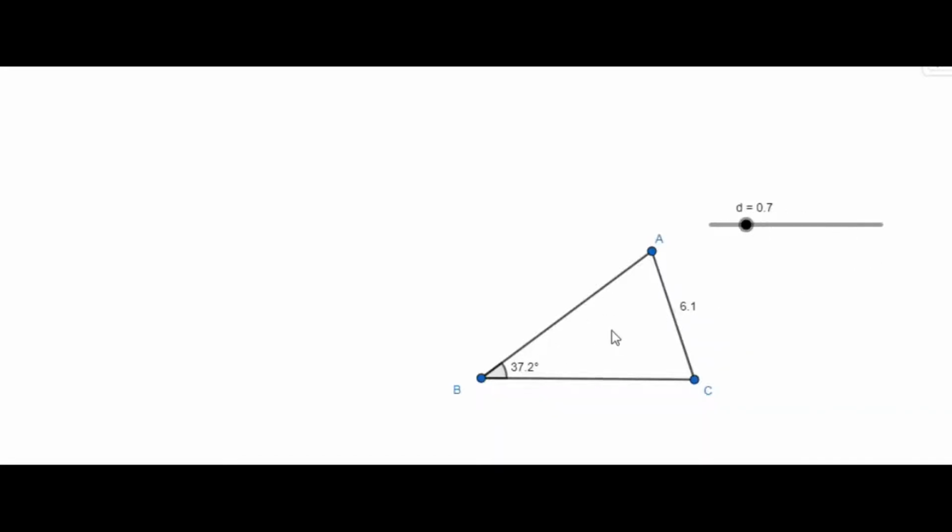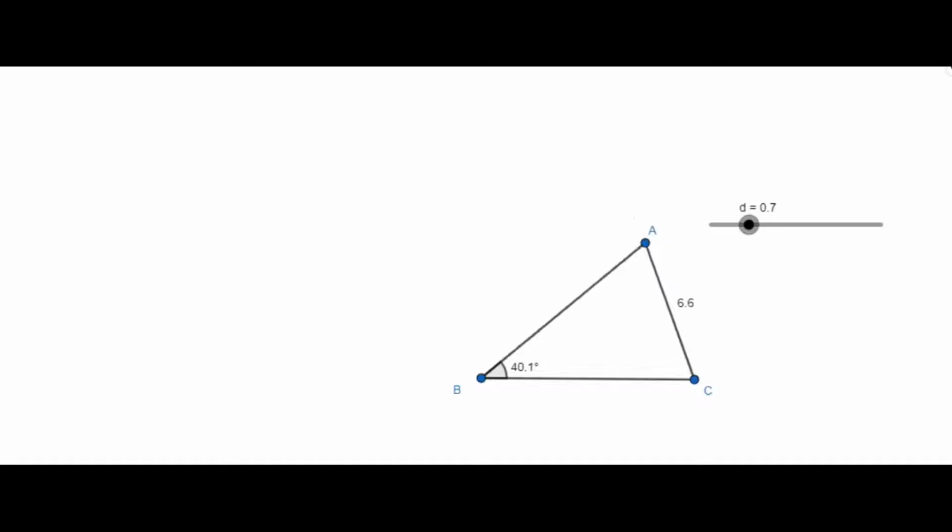To increase or decrease this angle, I've got a slider. If I move along the slider, going towards the right will increase the angle, coming to the left will decrease the angle. Let's see what happens to the angle, and meanwhile also look at the side length. Does that change or does that remain the same? Now, at an angle of 37.2 degrees, the side opposite to that angle is 6.1 units.